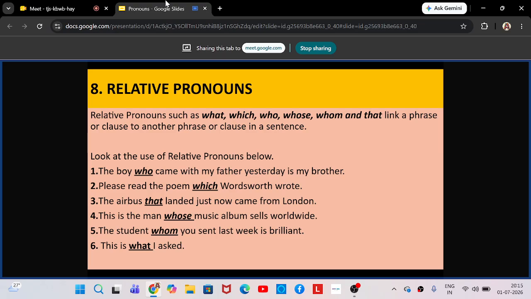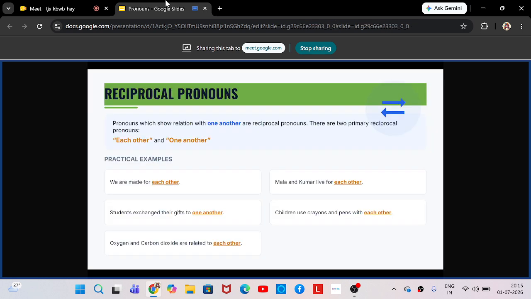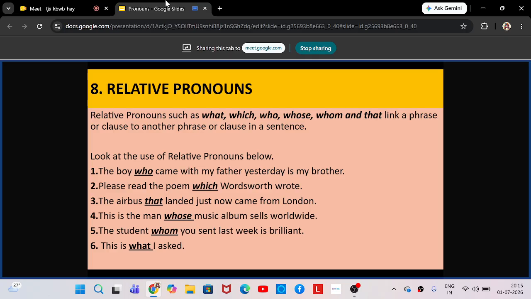Okay. So today we will discuss the last three types of pronouns. The last three types are relative, reciprocal, and exclamatory. All three are very simple. So first we'll start with relative pronouns. Relative pronouns are totally six in number. They are what, which, who, whose, whom, and that.